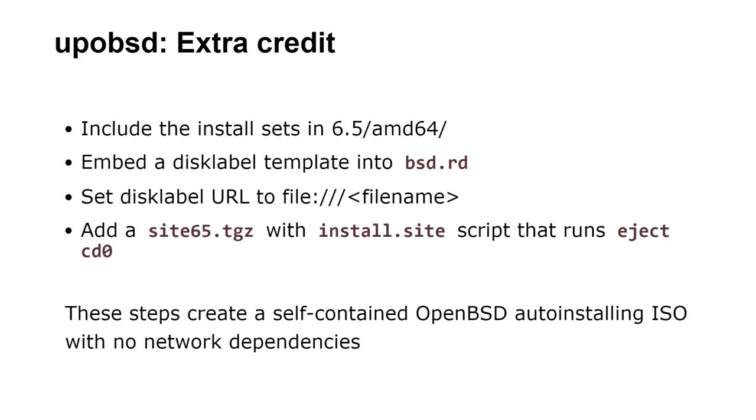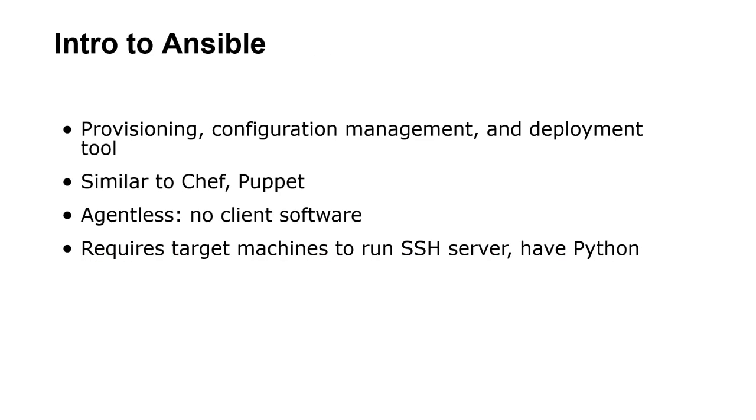The big advantage of doing all these extra steps is that you end up with an OpenBSD install CD that doesn't need to fetch anything. The install sets, the response file, and the disk label info that the installer needs are all right there in the ISO.